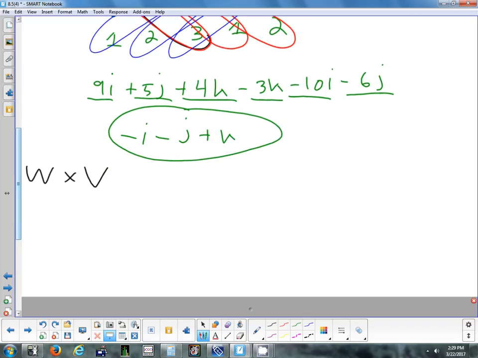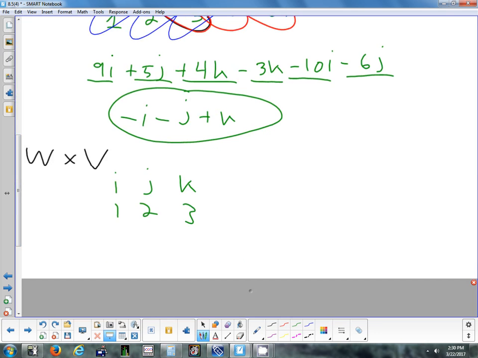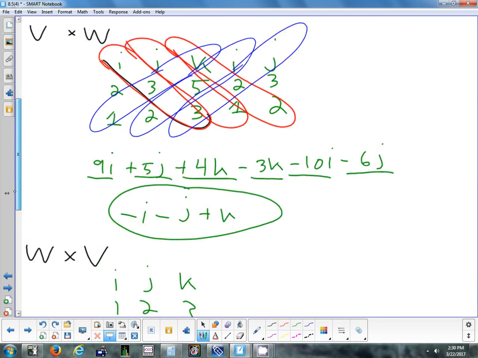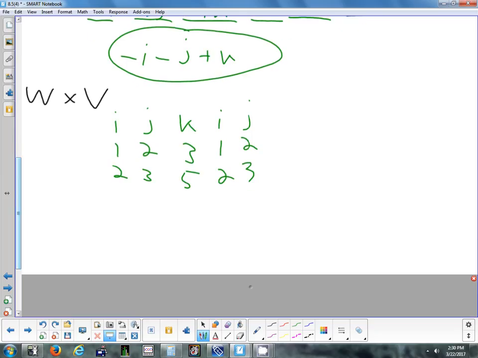Okay, what's going to go in the first row? Nope, not W. i. Yep. And what's going to go in row 2? 1, 2, 3. Yep. So now the 1, 2, 3 is going to be here. And the last row? 2, 3, 5. Okay, so put your first 3. What do I do after that? Copy the first 2 columns. i j, 1, 2, 2, 3. And we can circle them both.